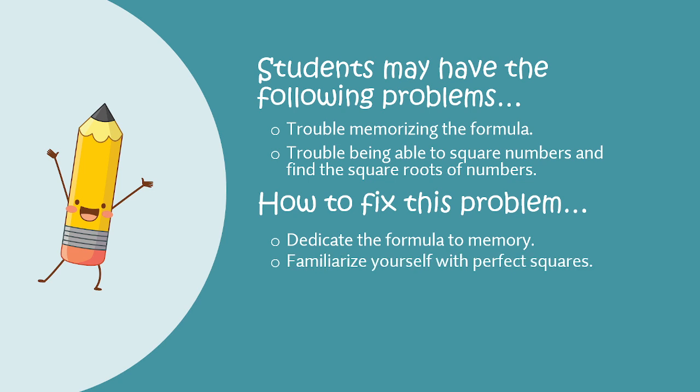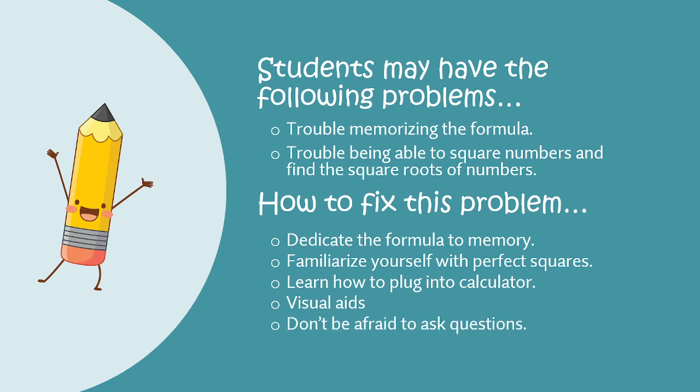Familiarize yourself with perfect squares. For example, these are 9, 16, 25. Any number times itself. If you memorize these, it's going to make solving these problems that much easier. Learn how to plug into the calculator. To do this, you can actually solve for the problems or check your work. Visual aids such as the triangle, or the squares I included in the second to last slide, and don't be afraid to ask questions ever.